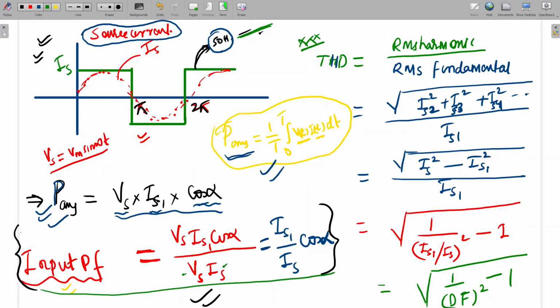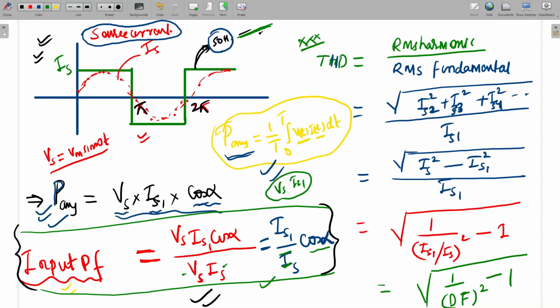This is applicable for all converters. What is the input power factor? The fundamental current RMS value divided by the total current RMS value, into cos alpha. Here cos alpha is for the angle between Vs and Is1.